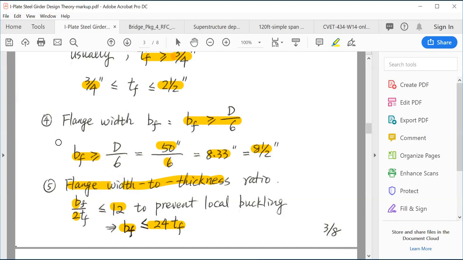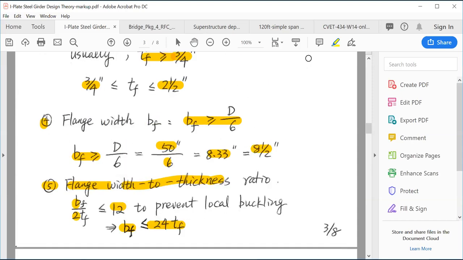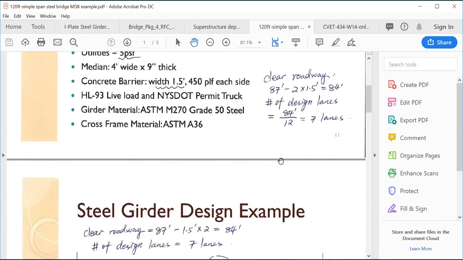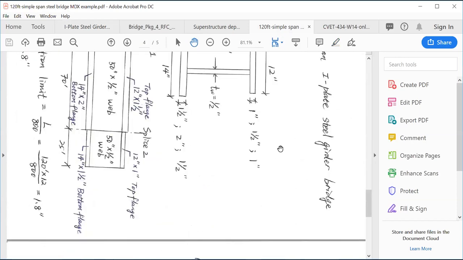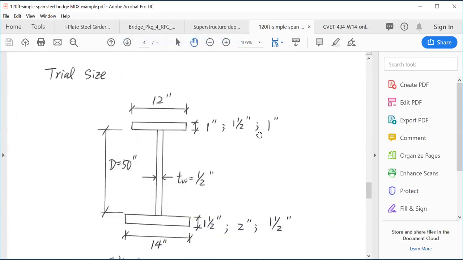So based on the first step and the fifth step, this gives you the range of flange width. If we try a flange thickness equal to 1 inch, the flange width needs to be between 8.5 and 24. So that gives you the range of the flanges, and based on that, I have a size to start with.